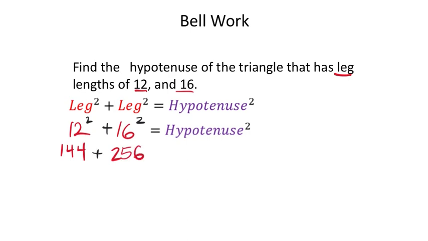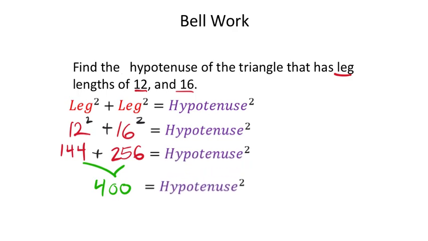We're going to add those together, and that would be the same as taking the hypotenuse to the power of 2. So we'll go ahead and combine these. 144 plus 256 is 400. Now again, that's the hypotenuse to the power of 2.